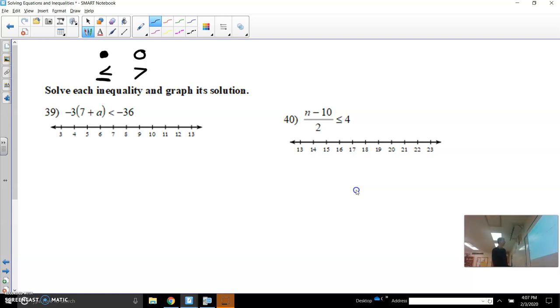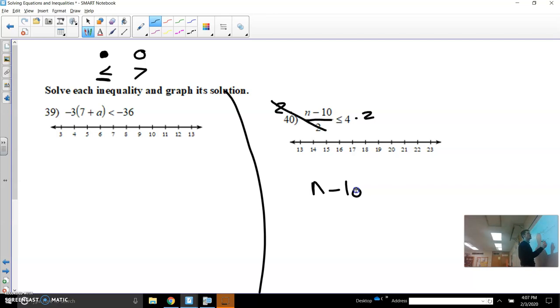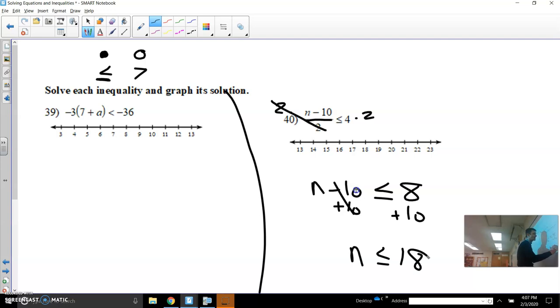So I think I'm going to do 40, and you can do 39. I'm going to start with number 40. Again, this whole side is divided by 2, so I want to multiply 2 to the other side. And n minus 10 has to be less than or equal to 8. Now I'm trying to get the variable by itself, so I'll add 10 to the other side, and it looks like any number that is 18 or smaller, any value that's less than or equal to 18, will be a part of my solution.